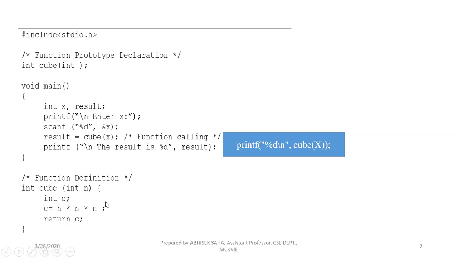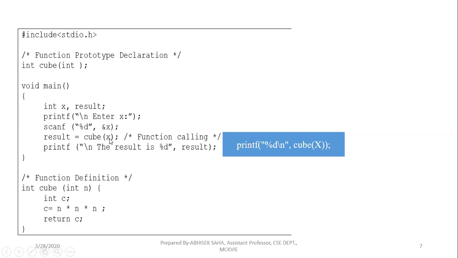You are performing the cube operation n into n into n, and finally you are returning the value c to the caller. Now coming back to the calling part. So declaration part is over, definition part is there, and the calling part, that is the third one. So you are taking input x from the main, and you are calling function cube from main function with the parameter x.